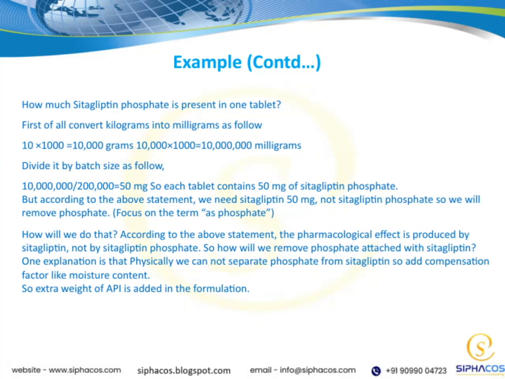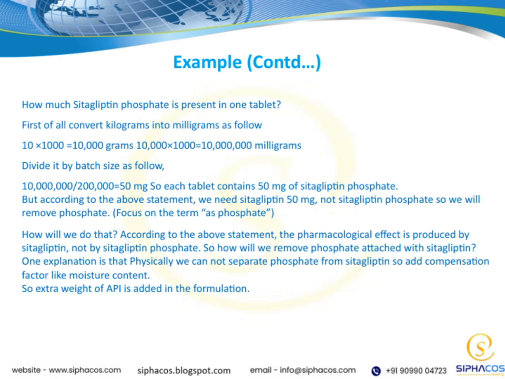Let's start by figuring out how much sitagliptin phosphate is in one tablet. First, we need to convert kilograms into milligrams. So 10 kilograms times 1,000 gives us 10,000 grams. Then, 10,000 grams times 1,000 equals 10 million milligrams. Next, we divide this total by the batch size, which is 200,000 tablets. When we do that, we get 50 milligrams per tablet.